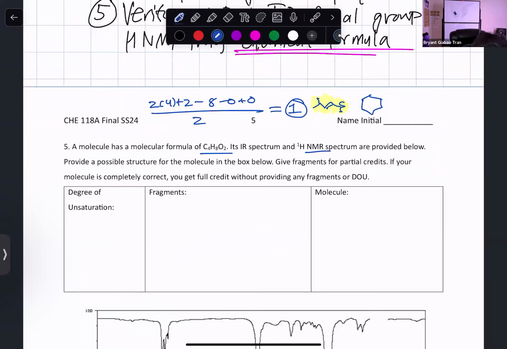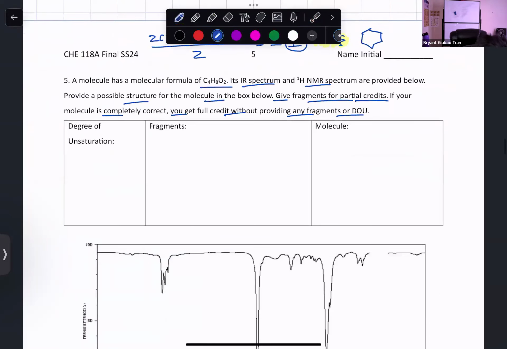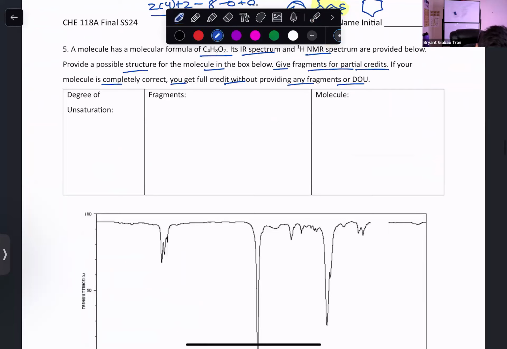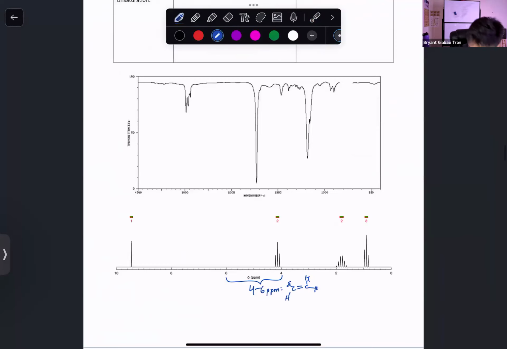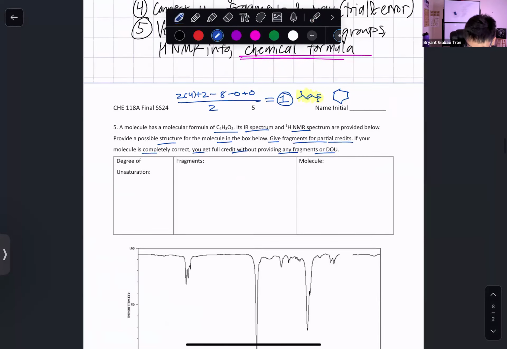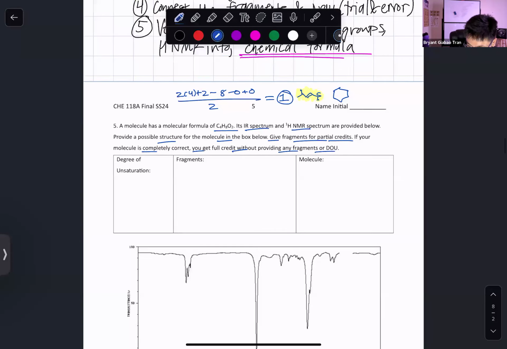IR spectrum, HNMR spectrum provided below. Possible structure for the molecule. Give fragments with partial credits, yep. If your molecule is completely correct, you get full credit without providing any fragments of DOU, right? I wouldn't spend more than 10 to 15 minutes on this NMR problem, right? I would get the DOU and partial fragments to get most of the credit. And then at the end, if you could get the full credit, that's just a bonus point, right?